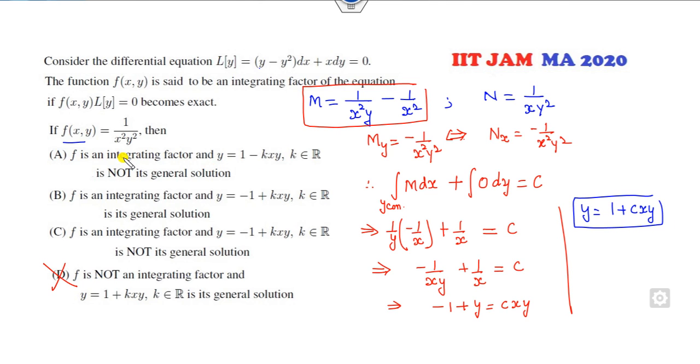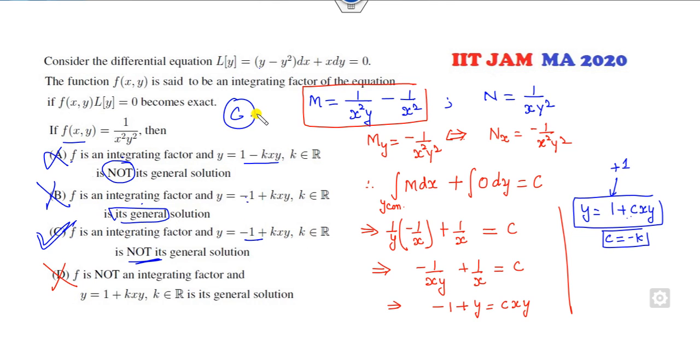Now you can see these are all y is equal to 1 minus kxy, so I can take c is equal to minus k, fine. So this is a solution, but he said not a solution, this option is cancelled. f is an integrating factor and minus 1, but we always get plus 1, so this is not a general solution, but he said general solution. This is not a general solution, that's the correct option. So C is my correct answer.